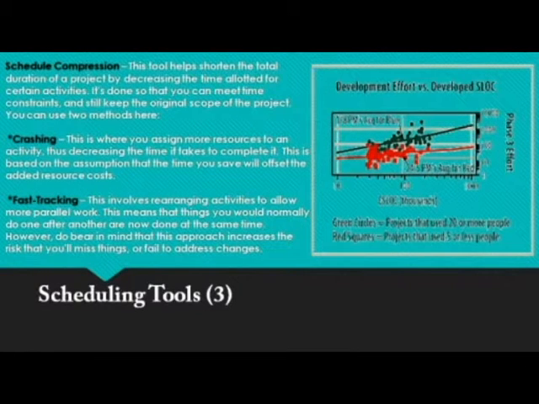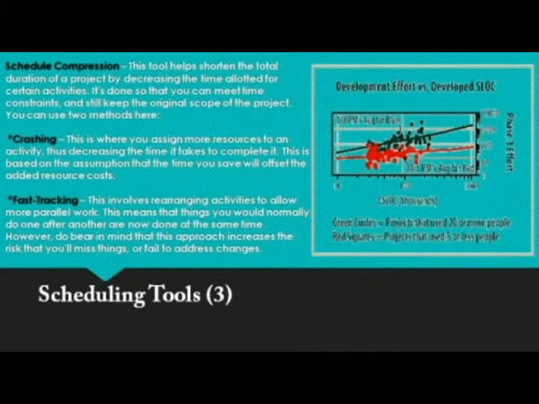Next is the third scheduling tool, which is the schedule compression. This tool helps shorten the total duration of a project by decreasing the time allotted for certain activities. It's done so that you can meet time constraints and still keep the original scope of the project. You can use two methods.